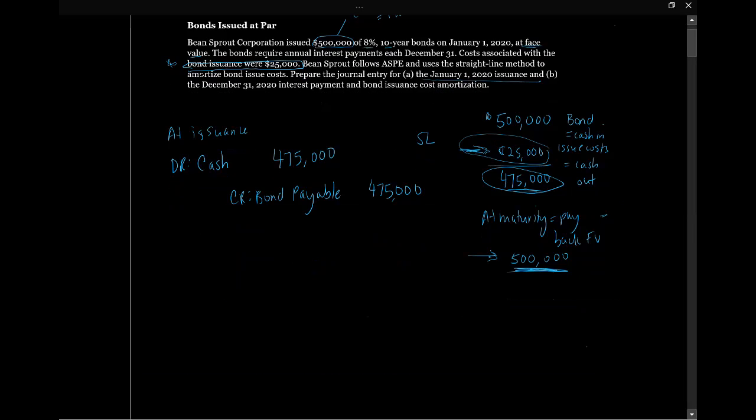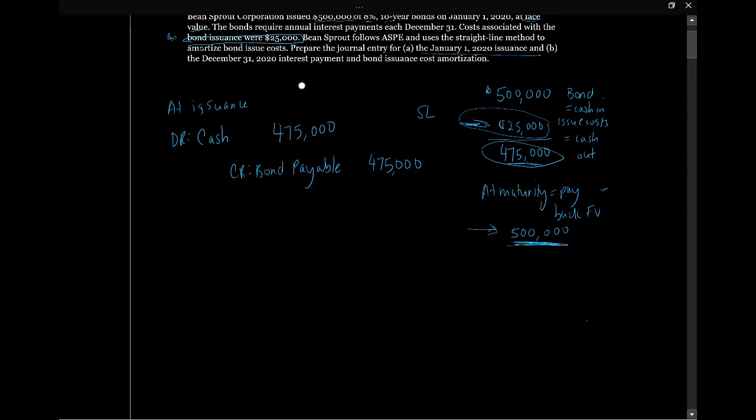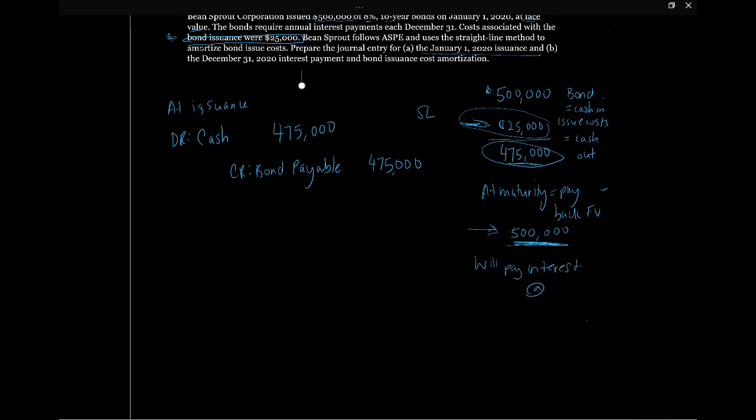Okay, so we've got that done. So let's see what else we've got. Then we need to recognize the December 31st interest payment and bond issuance cost amortization. Well, we also know that this bond at $500,000 will pay interest at 8%. So $500,000 times 8% means the bondholders will receive a $40,000 interest payment each year. So we know we're going to have to credit cash for that $40,000. That is a hard cost, and that's going to be paid to the bondholders every year of the 10 years.